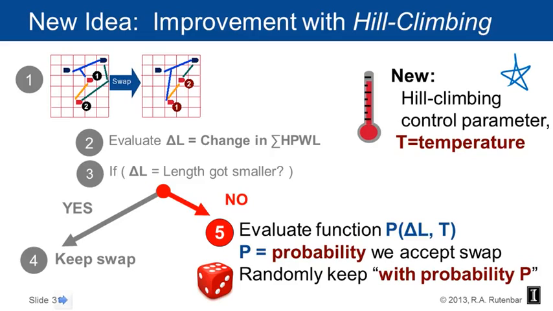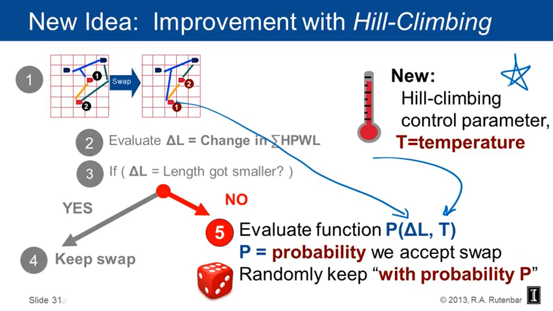P. P is a function of delta L, the change in the wire length, and P is also a function of T, the temperature. And P, the result, is a probability, a number between 0 and 1, and it's actually going to be the probability that we should accept the swap. And what's going to happen is that I'm going to use that probability, and I'm going to generate a random number. Yes, a real random number, and that's why I'm showing you a picture of dice. I'm going to generate a number, and I'm going to randomly keep that swap with that probability.